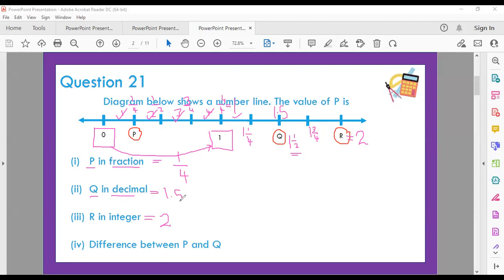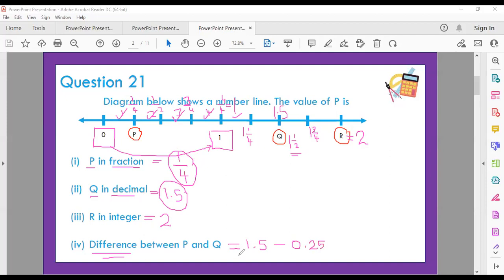So now you have this first 3 answers. And what about the last one? Difference between P and Q. So P is quarter and Q is 1.5. So difference means always take the larger number minus the smaller number. So you can just say, you want to put it either in decimal or fractions is not a problem. So if you wanted decimal, then Q is 1.5 minus P as decimal is 0.25.